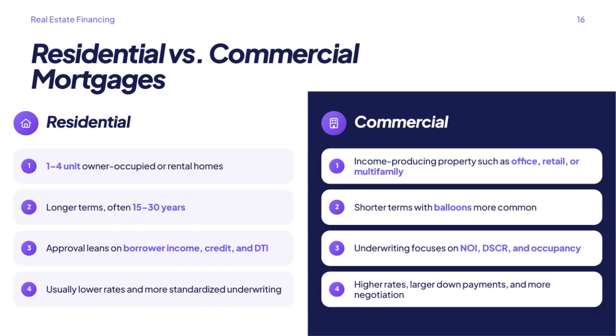When we look at residential mortgages, these typically involve 1 to 4 unit properties, either owner-occupied or rental homes. The loan terms tend to be longer, often ranging from 15 to 30 years. When approving these loans, lenders mainly focus on the borrower's income, credit history, and debt-to-income ratio. Residential mortgages usually come with lower interest rates and more standardized underwriting processes. On the other hand, commercial mortgages offer income-producing properties like office buildings, retail spaces, or multifamily units.